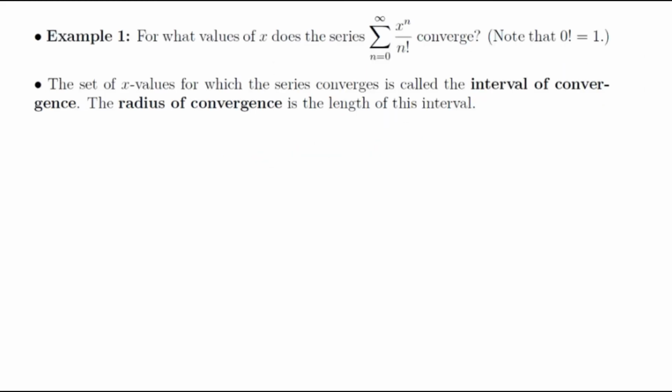All right, so let's do a concrete example here. For what values of x does the series converge? Now, let me just say this first of all. Let's not let this x throw us off too much. x can be any number we want, right? So for example, I could say if x equals 2, then the series that we're talking about is the series n equals 0 to infinity 2 to the n over n factorial.